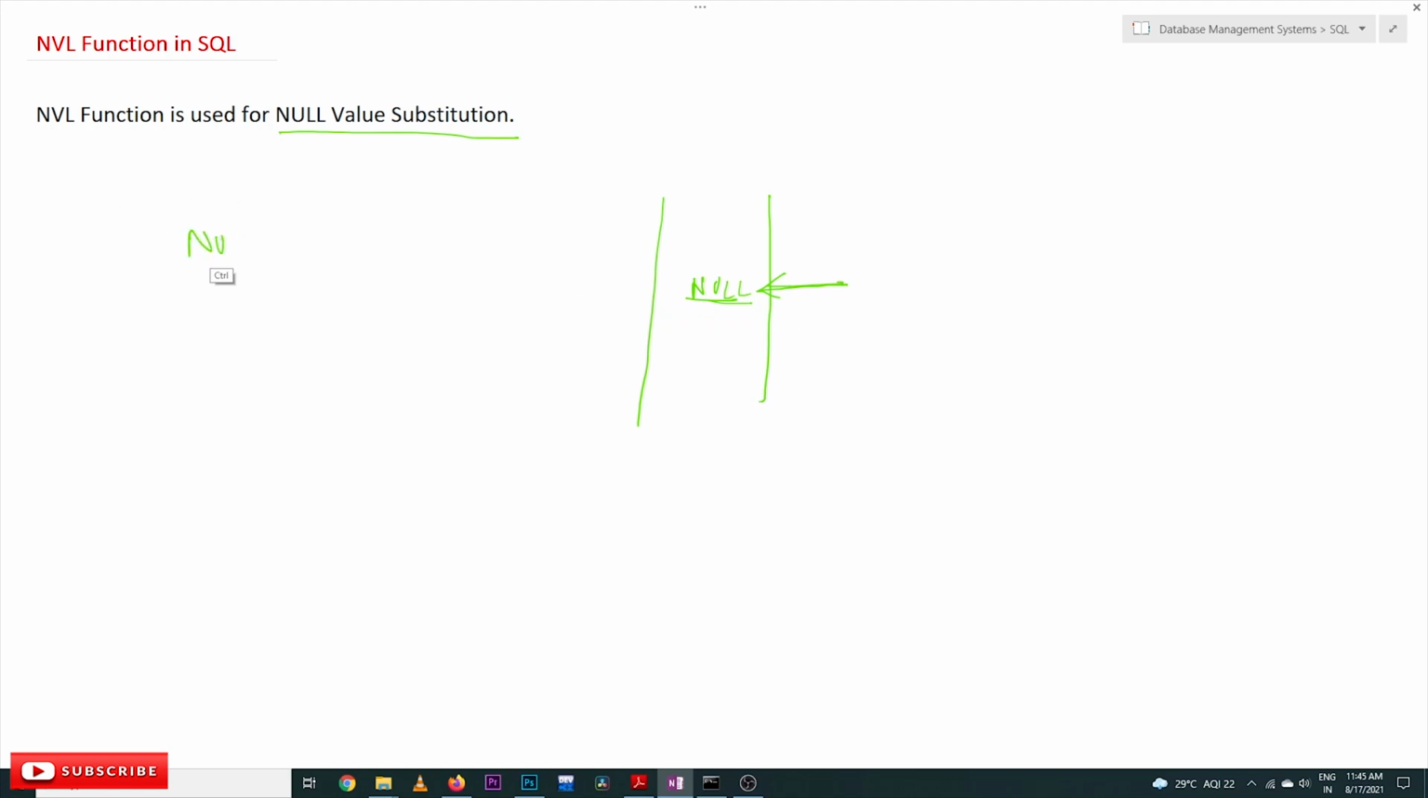The syntax of this function is: it takes a value, which means the column name, and a substitution, the value that we would like to substitute with. This is how the null value function can be used, and we will try to execute it in SQL.